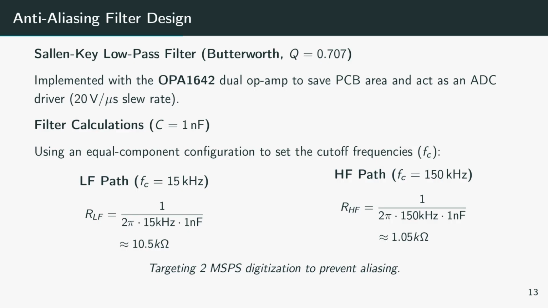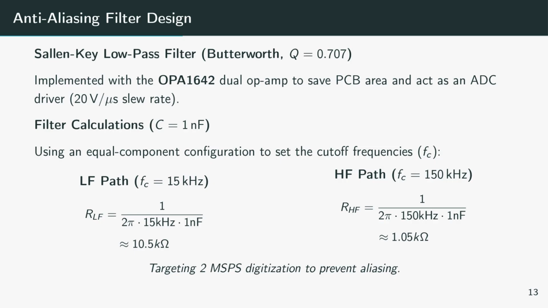After amplification, the signal must be filtered before digitization to prevent aliasing. For this purpose, we use a second-order Sallen-Key low-pass filter with a Butterworth response, which provides a flat passband and no ripple. The filter is implemented using the OPA1642 dual operational amplifier, which allows us to save PCB space and also acts as an ADC driver thanks to its high slew rate.